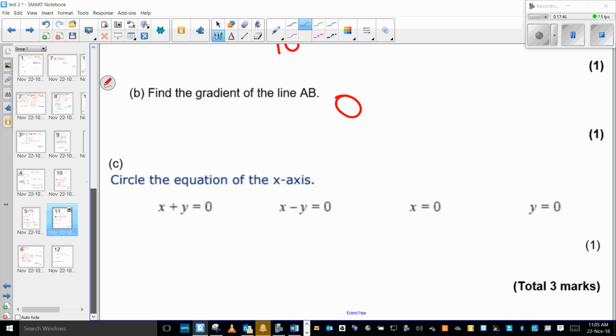Circle the equation of the x-axis. Something you need to learn, I did say it numerous times. It's y equals 0. It's a horizontal line, so it has a y equals equation.